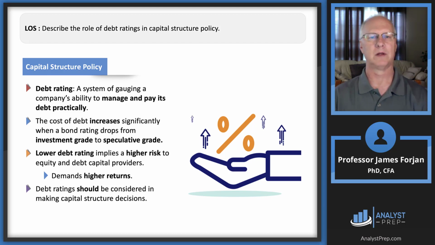All right, how about describe the role of debt ratings in a capital structure policy? So this goes back to what I was just saying about AAA versus a double C rated bond. So here, a quick summary. What do we know about bonds and their ratings? A rating is a system of gauging a company's ability to manage and pay its debt in a timely manner and completely.